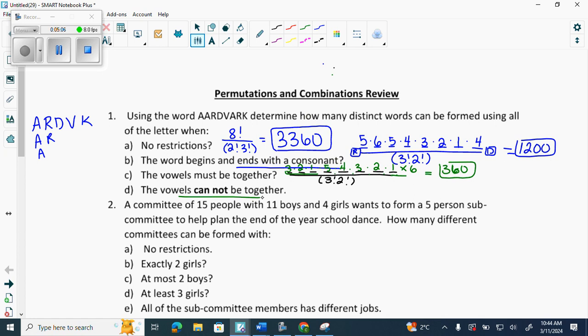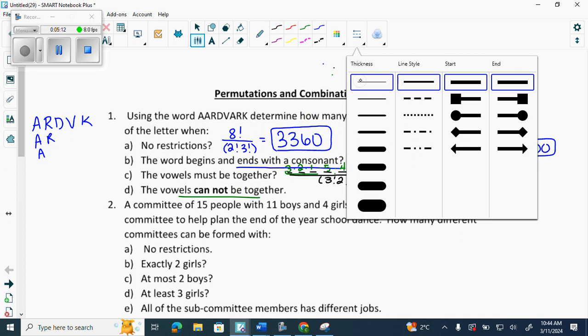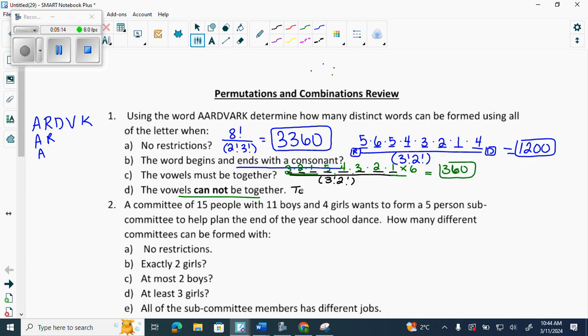All right? So if they can't be together, remember we don't show cases where they can't be together. Remember what I told you to do? I said you do total minus the vowels together, and then what's left over are the vowels not together. And we already did the math for those numbers.